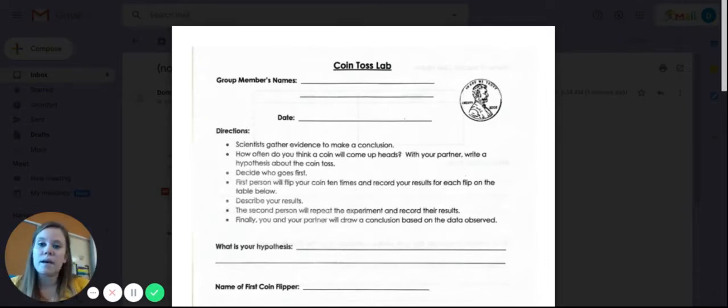So you need to fill in that blank. How many times will this coin come up heads if you flip it 20 times? That's what I want you to fill in. How many times do you think this coin will come up heads if you flip it 20 times?